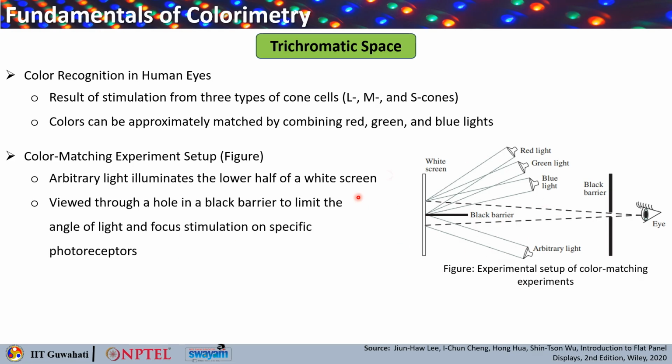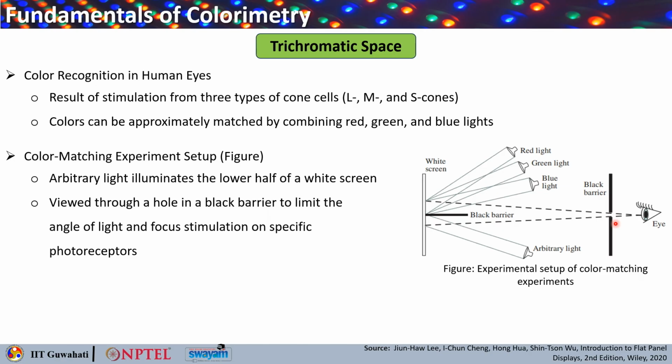Here is an experimental setup that is shown in the figure. You see a white screen where you have placed a black barrier. Some arbitrary light illuminates the lower half of this white screen. Some part will get reflected and will go to the human eye, and on the upper half you have different light sources to create the same color. You are viewing it through this particular hole that is created in the black barrier.